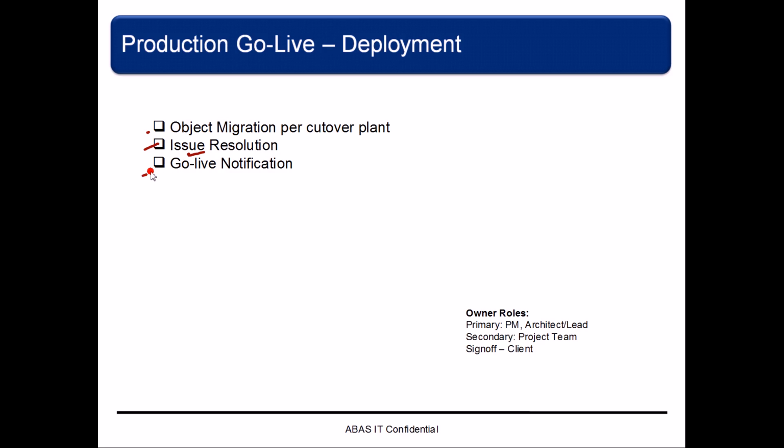It only deals with the deployment. Then we have the go live notification to the client as well as the team, and it will be sent by the PM. And the owner roles, primary is PM and architect lead, secondary is project team, and the sign off has to come from the client saying that yep, everything moved to production and it's working, we're able to log in.